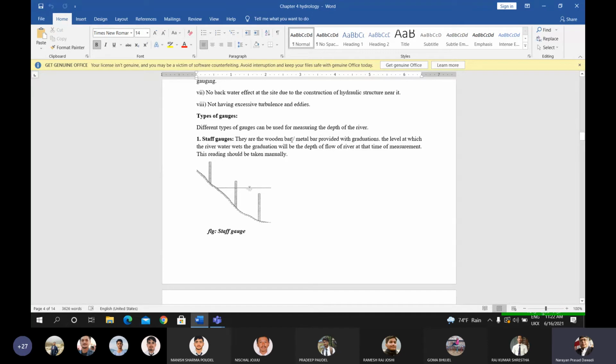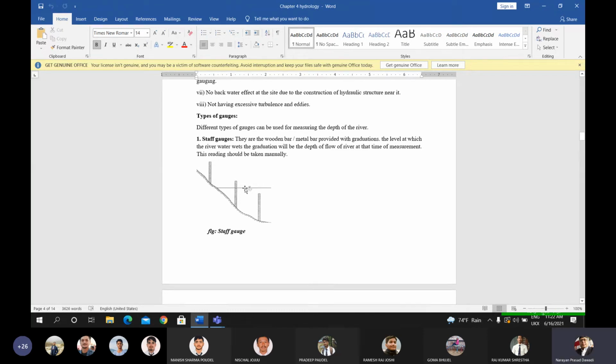You can see here that the staff gauge may be a single staff gauge, or multiple staff gauges may be used. If the river is very deep and one staff gauge doesn't measure the depth of flow, then other staff gauges are also inserted accordingly from the bed of the river towards the bank side, as shown in the figure, so that this level of water is the depth of flow.